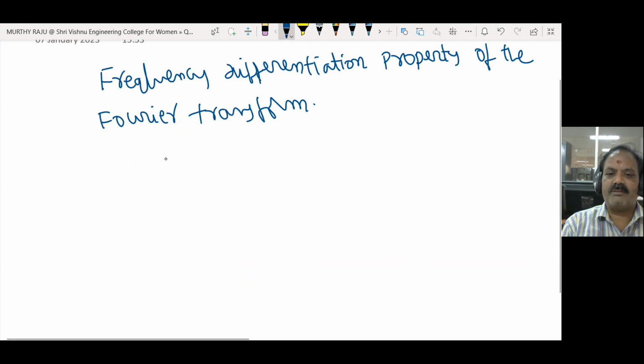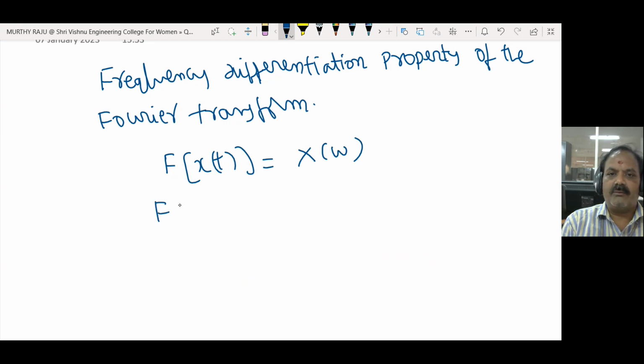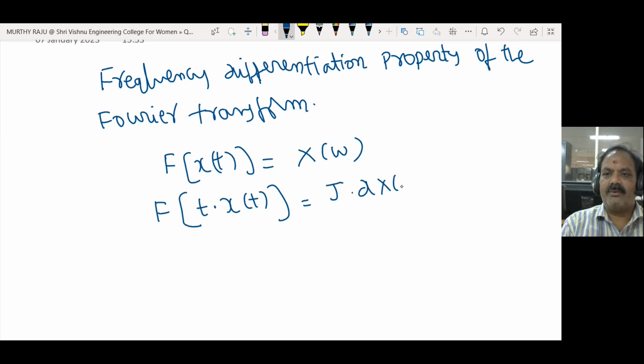The frequency differentiation property of the Fourier transform is: if the Fourier transform of x of t is equal to X of omega, then the Fourier transform of t into x of t is equal to j into d X of omega by d omega. Prove that.